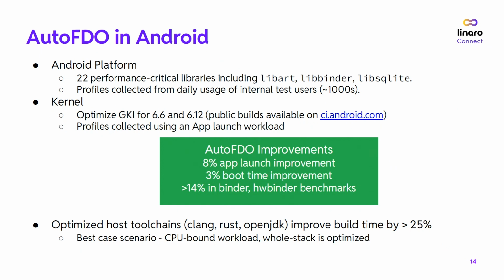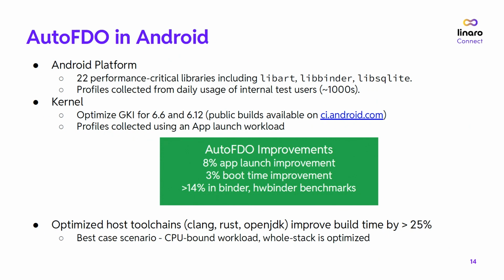So we have AutoFDO enabled kernel builds for 6.6 and 6.12 branches. They are available in ci.android.com. We are doing more evaluation of this and hope to turn this on by default in a future GKI release. And if you have any partners who want to test these on your devices, please test and let me know. Let us know. We'd love to have feedback from you.